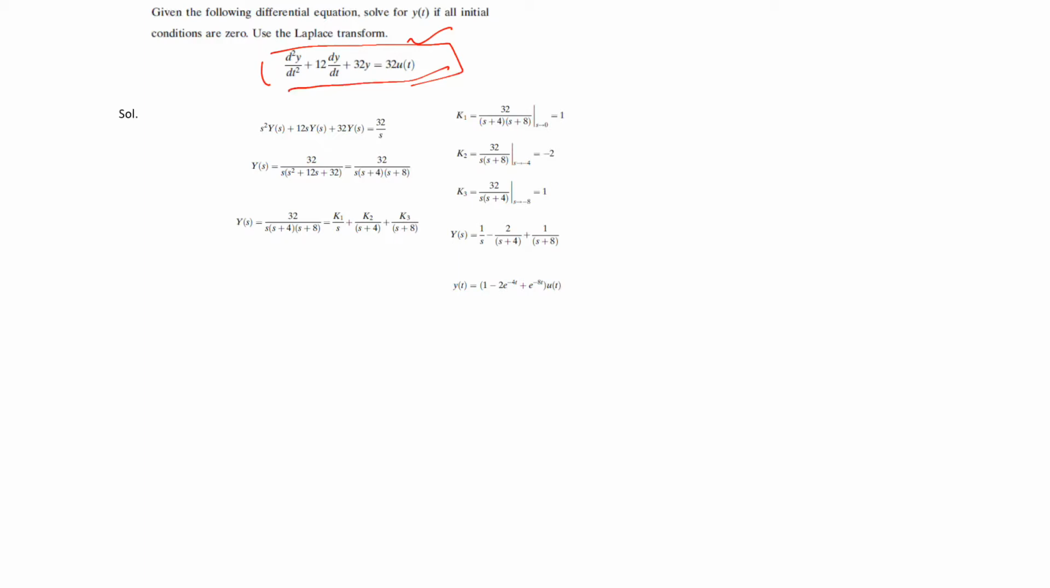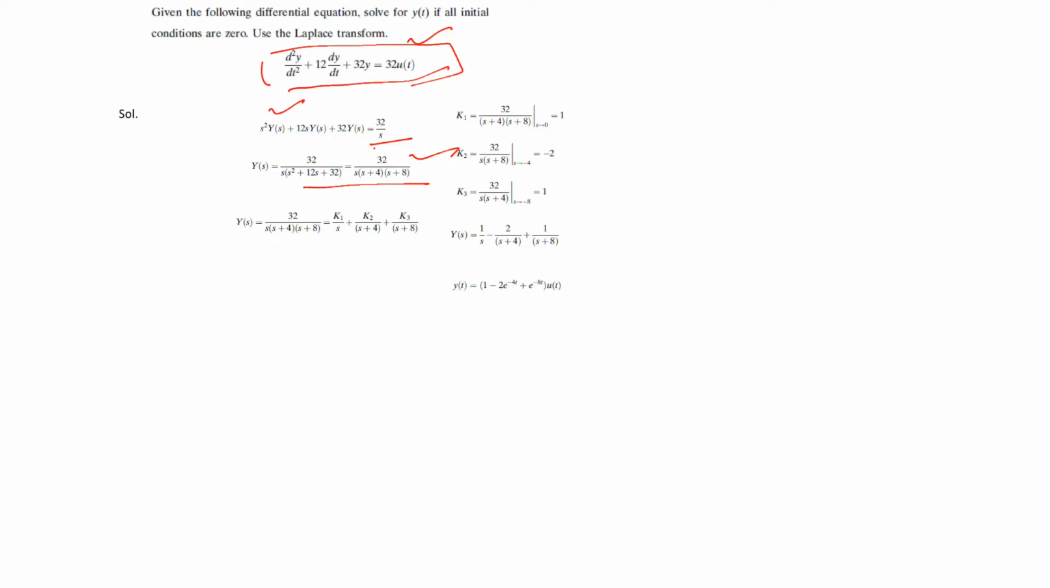So d square y by dt square can be represented by s square Y(s) plus 12s Y(s) plus 32 Y(s), and for a unit step function we get 32 by s, since the Laplace transform of the unit step is 1 by s. So we take Y out of these, and finally we get the equation like that. In this equation the roots are real and distinct.